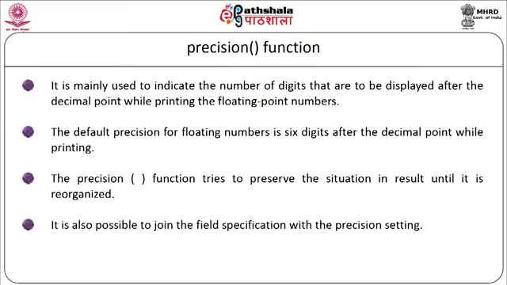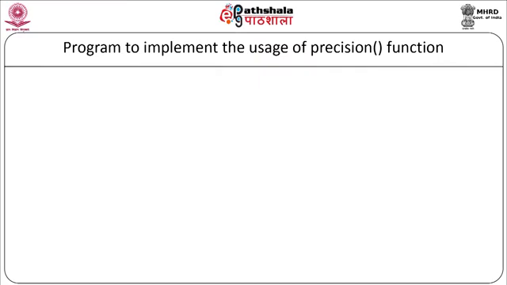It is also possible to combine the field width specification with the precision setting. The syntax is cout.precision(d); where d is the number of digits to the right of the decimal point. Now let us see a program to implement the usage of the precision function.